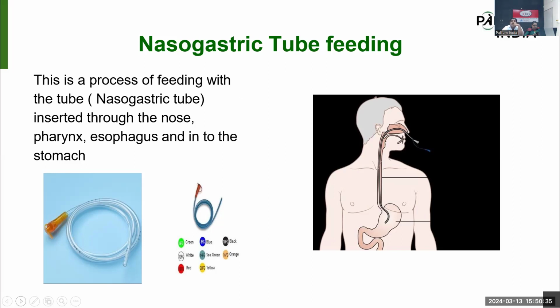In every patient we use the same measurement for the nasogastric tube insertion. There is a principle: from the tip of the nose to the earlobe, and from there to the xiphisternum. This is the normal measurement of the NG tube.